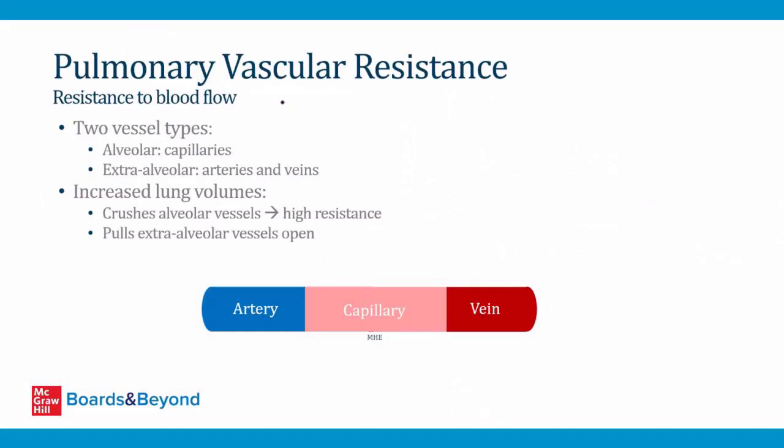Okay, the next topic we're going to discuss is pulmonary vascular resistance, which refers to the resistance to blood flow through the lungs. And in order to understand this concept, you have to appreciate that there are two important vessel types found in the lungs.